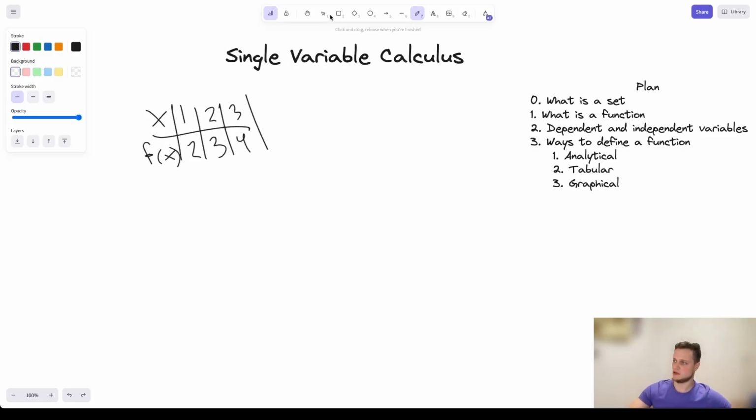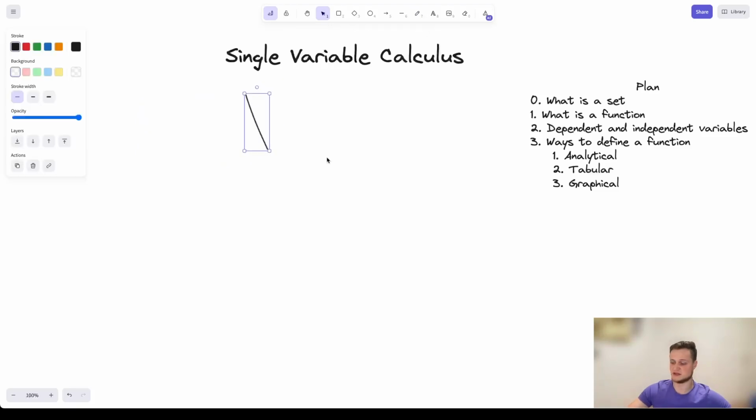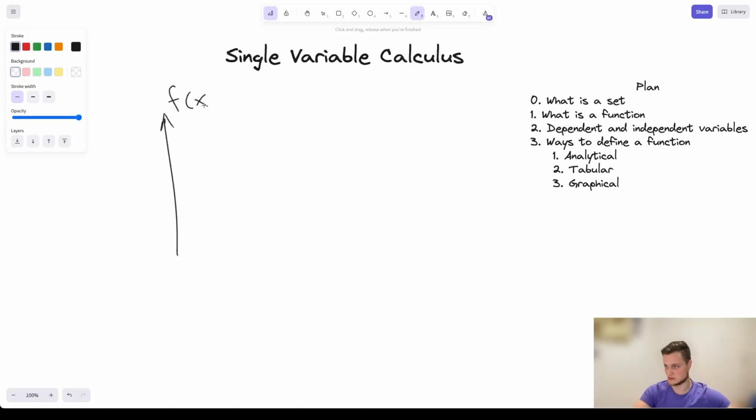So the tabular way of definition is covered, and the last one that remains is graphical. So you may guess why do we need this way of defining a function? So this is f of x, this is x. Why do we need to draw something? Why don't we just write some analytical law of it, or analytical formula of it?